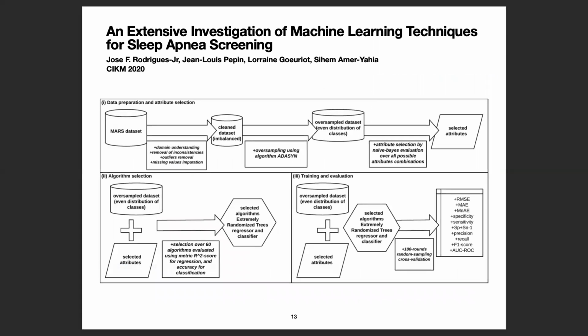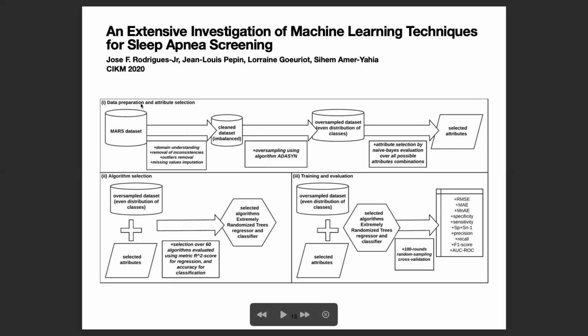And the purpose of the paper was to design a methodology to systematically investigate how we could select the most discriminant attributes, and also which algorithm would be the most efficient for a use case, and finally how we can validate that. So there are 3 different parts in this study.